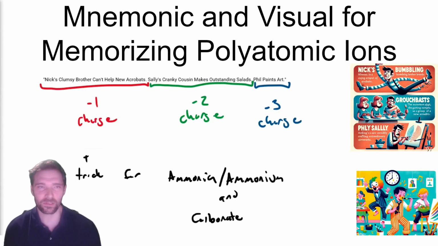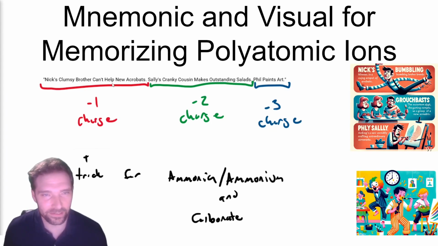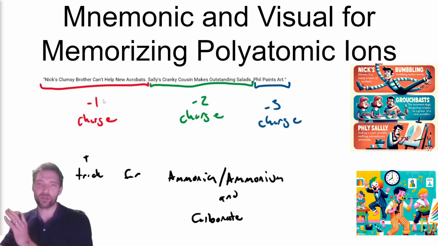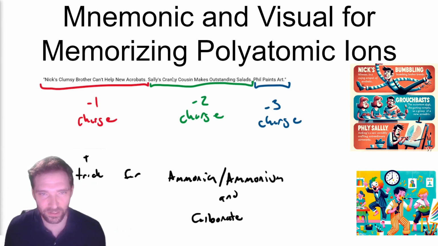Hi, my name's Andrew McLaren, and I want to help you memorize polyatomic ions using a mnemonic and visual that were generated using AI. So we have the mnemonic here. Each one of these words represents a polyatomic ion, and each sentence is a charge. All these polyatomic ions have -1 charge, all these have -2 charge, and all these have -3 charge.